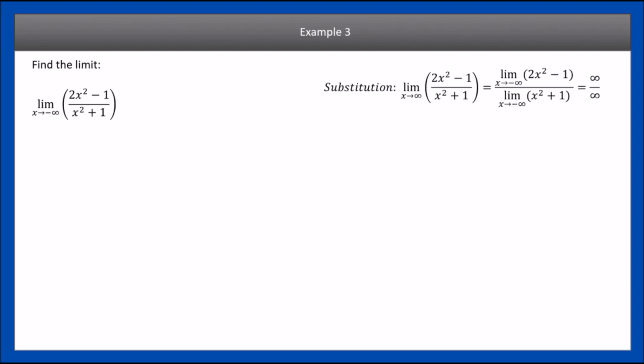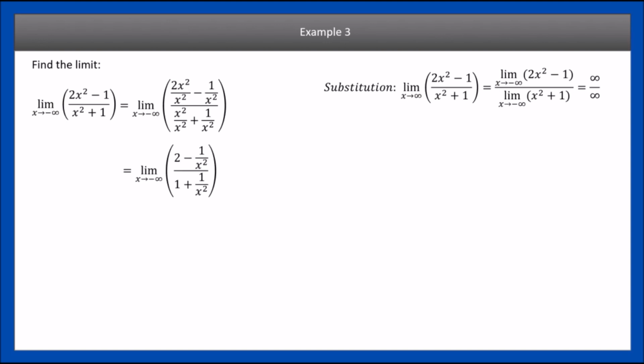So let's go ahead and evaluate, do a direct substitution. When we do that, we get infinity over infinity. So we're going to divide by the highest power of the denominator, which is x squared. So doing so leads us to this. So we got this complex fraction. We're going to do a little simplification.